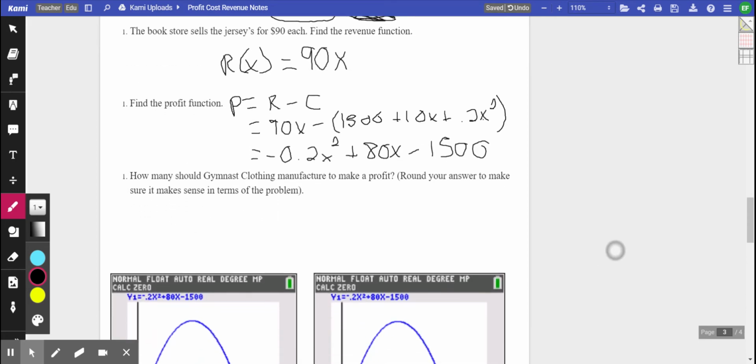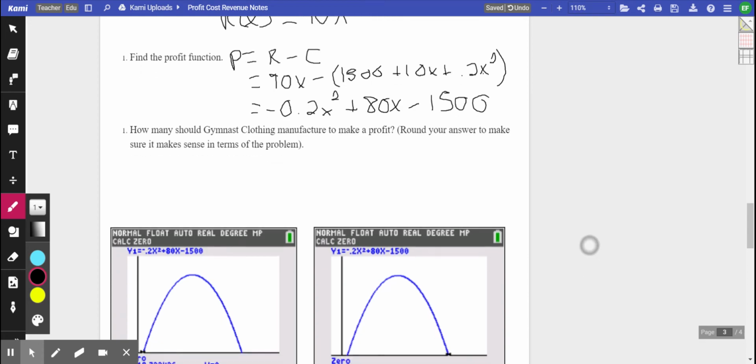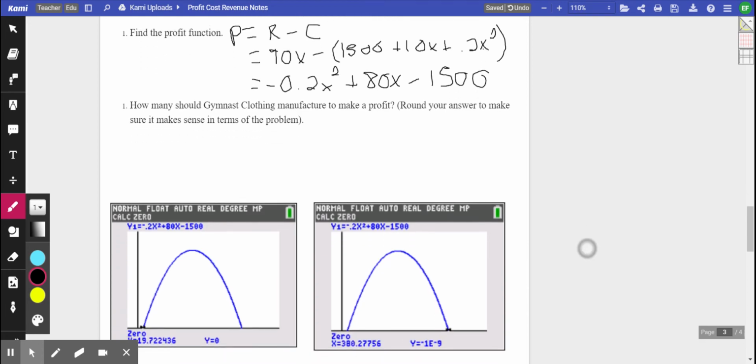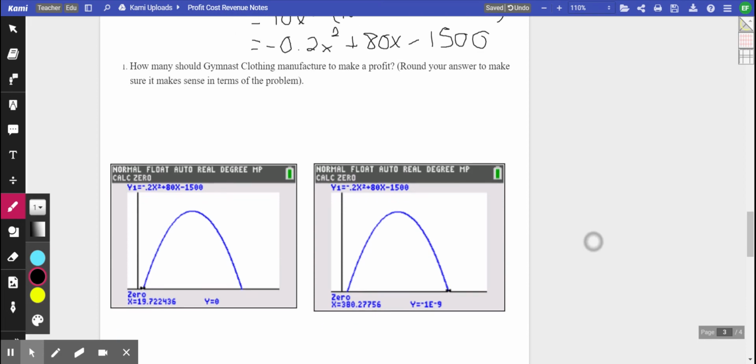Next point, now that we have a profit function, we have profit, we have cost, we have revenue, we have everything that we need, we want to be able to answer some questions. So how many jerseys then should this clothing manufacturer make to make a profit? So let's take a look. Here it looks like, again, we have 2 zeros, similar to the last problem. We have a 0 that's located over to the left of the function, and we have another one over to the right. So again, we have 2 possible answers, or seemingly so.